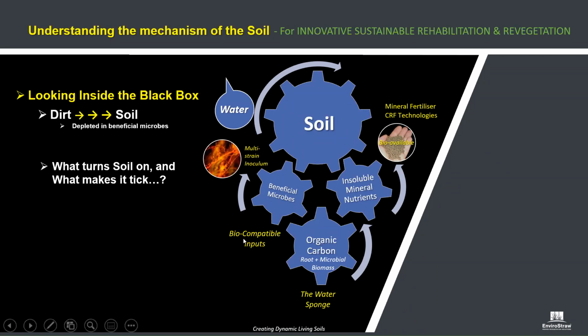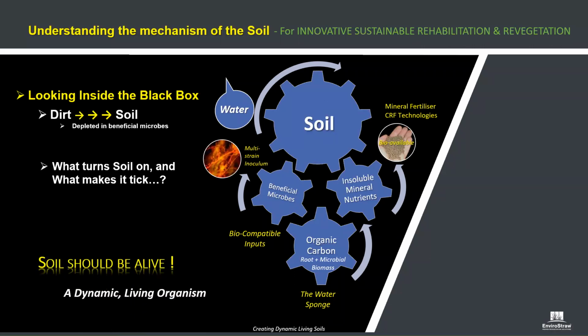We also use biocompatible inputs, because once we've turned this mechanism on, we've got these beautiful microbes working, we don't want to then go and put in chemicals or things that are going to either damage or negatively impact the beneficial microbes and then wind the soil mechanism backwards.